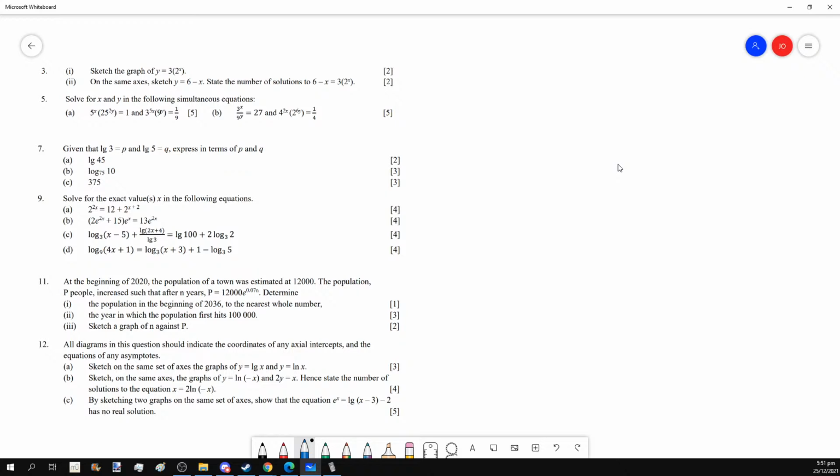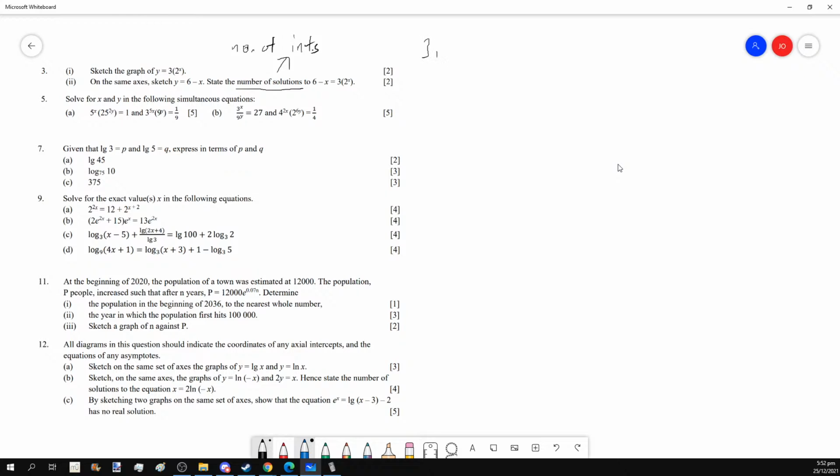Right, so let's take a look at question 3. Question 3 tells us to sketch a certain exponential graph, and afterwards the second part asks us, can you sketch a straight line, and thereafter go on to state the number of solutions. Before we begin, let us recall that when you have 2 graphs together on the same diagram, the number of solutions will be given by the number of intersections. If the graphs cut each other 2 times, that's 2 distinct real roots, 2 distinct solutions.